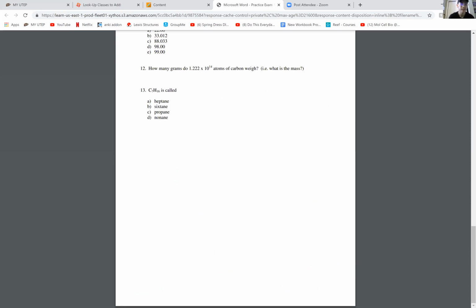Maddie, okay. So for 13, C7H16 is called. Is it propane? That's heptane, right? Yeah. So for C7H16, the answer would be heptane, so A. This is an alkane. So if you look in your workbook, page 60, you have a chart. For 1 carbon, it's methane. 2 carbons, ethane. 3 propane. 4 butane. And after that, it's pretty much easier to remember. 5 is pentane. 6 hexane. So think of a hexagon, 6 sides, 6 carbons. 7 heptane. That's what I was asking you.